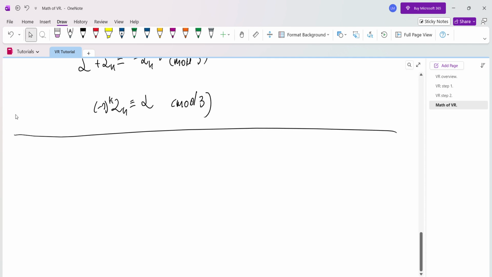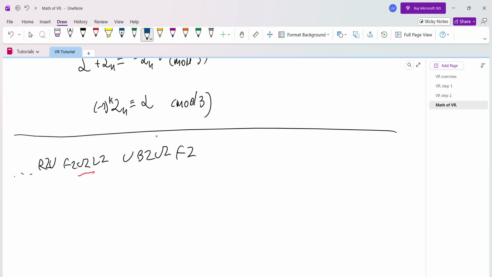Let's just quickly go through why step 2 works. Remember, in step 2 we're just inserting E2 moves. So how do we insert E2 moves? The way we insert E2 moves is, let's do a concrete example. Let's say we have something like this. This is our VR. Maybe the volumes are all like here or whatever. Doesn't matter. And let's say we want to insert an E2 move here and an E2 move here.